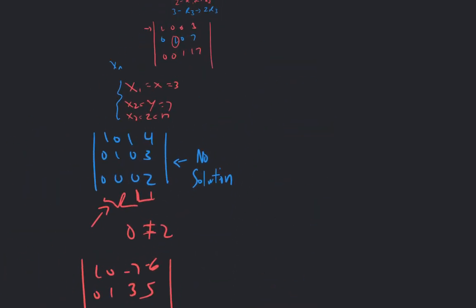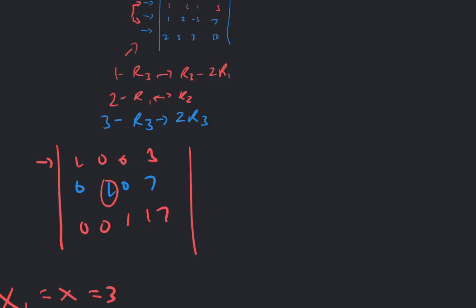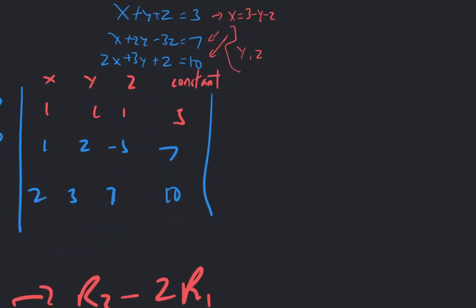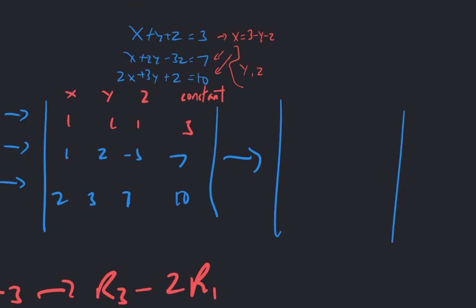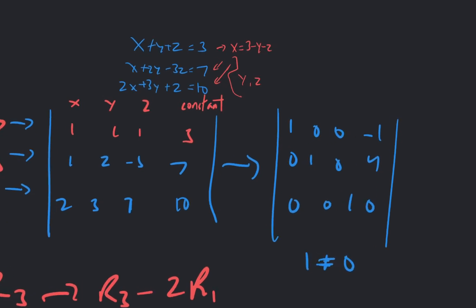Going back to our original, this one, 1 1 1 3, 1 2 negative 3 7, 2 3 1 10. Row reducing this one would give 1 0 0 negative 1, 0 1 0 4, 0 0 1 0. 1 cannot equal 0, so this matrix has no solution.